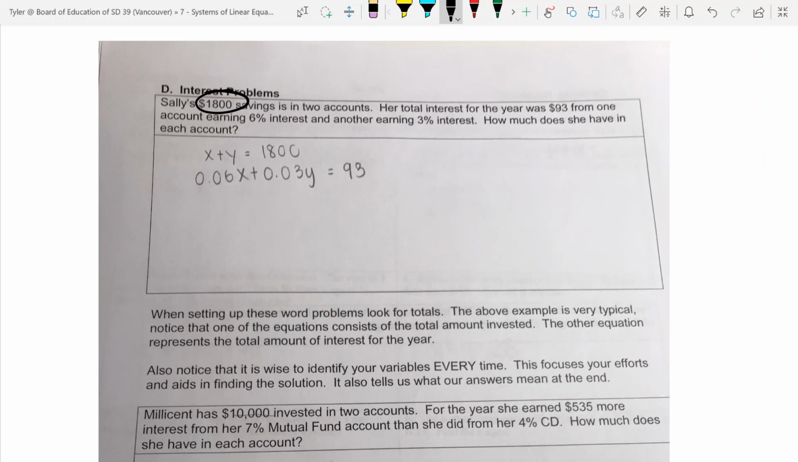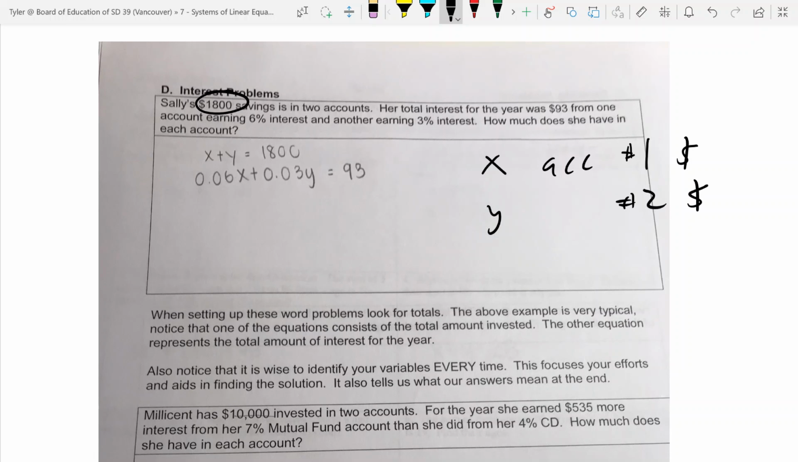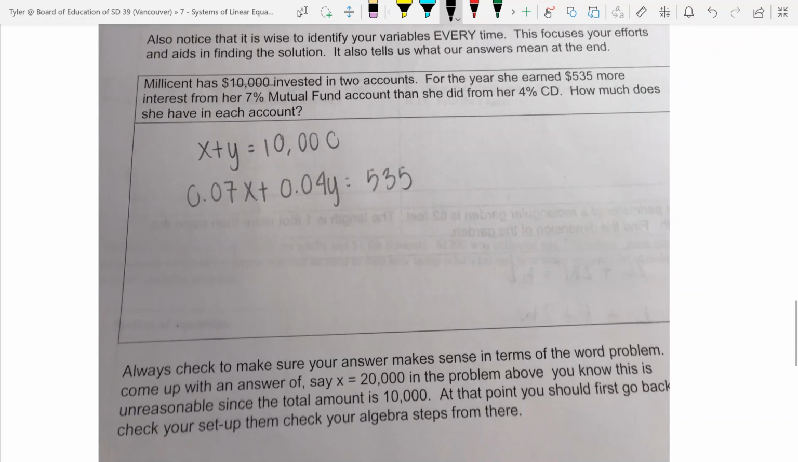Let's look at this one. $1,800 in total. So X is going to be account 1, the money in it, and Y would be account number 2, the money that's in it. If you add those two values together, you get the $1,800. Then we got the interest. The total interest is 93, so that's my equals 93. I'm going to multiply by the percents it gives me. This is 6%, this is 3%. When I add them together, I get my total value for the year, which is $93. So these equations are right.